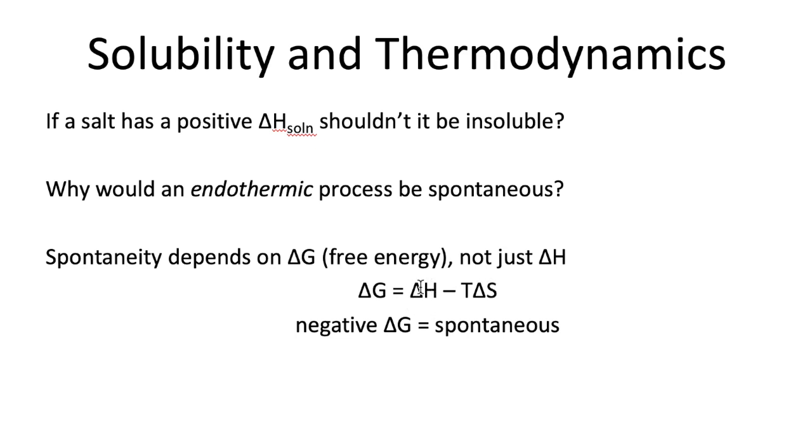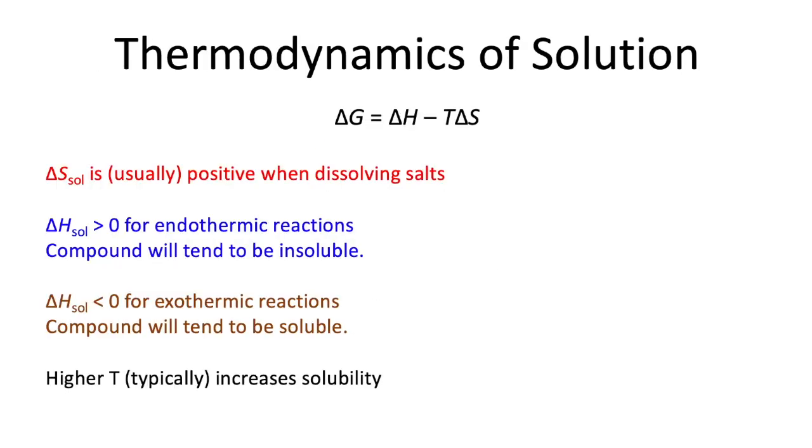So when is it going to be spontaneous? It turns out if we up the temperature, we're going to magnify the impact of the entropy. And so at higher temperatures, most salts will be more soluble because the entropy term gets magnified. And in fact, when we have an endothermic process like this that is also spontaneous, we say that it is driven by entropy because it's this entropy term that makes it happen, that switches it over from being non-spontaneous to spontaneous. Our delta S of solution is usually positive when we're dissolving the salts.